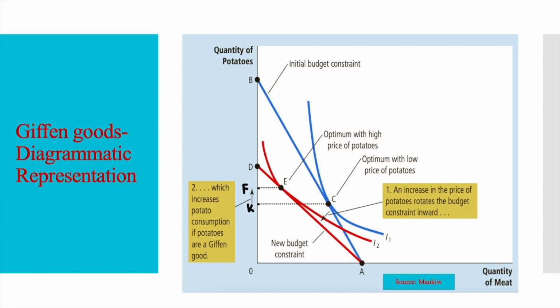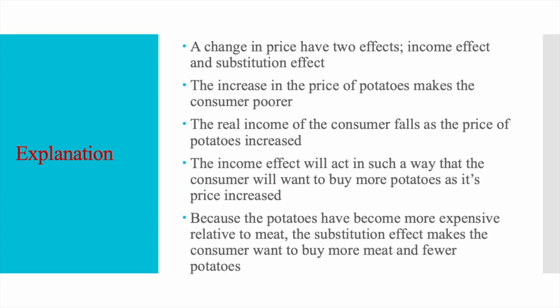Now, let's see how the quantity consumed of meat and potatoes have changed as the price of potatoes increased. We can see that the quantity consumed of potatoes has increased from OK to OF as the price of potatoes increased. So, why is the consumer responding in this strange way? Note that potato is an inferior good. That is, potatoes are a good that a person buys less when her income rises and more when her income falls. We have already learned that a change in price has two effects, income effect and substitution effect.